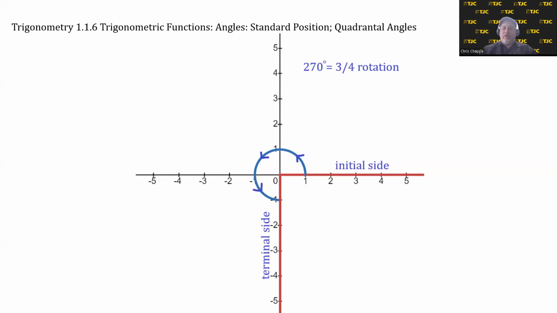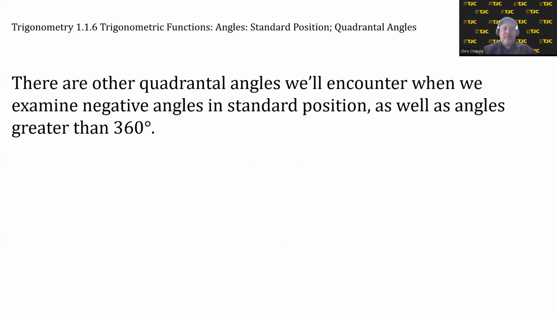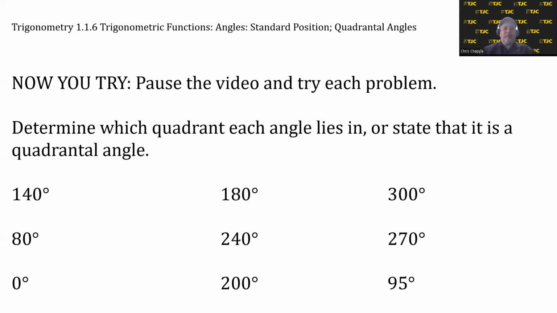The next quadrantal angle is 90 degrees more, 270 degrees, 3/4 of a rotation. The terminal side is on the negative y-axis. And then 360 degrees, one complete rotation, the terminal side is back on the positive x-axis. There are other quadrantal angles that we'll encounter as we examine negative angles in standard position, as well as angles greater than 360 degrees. That'll be in the next video.